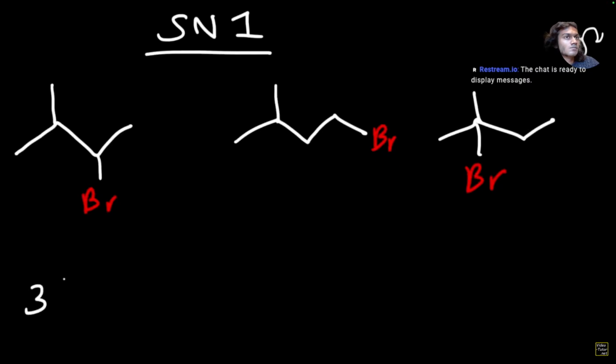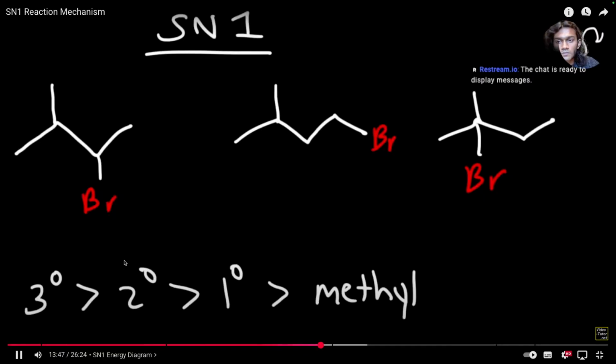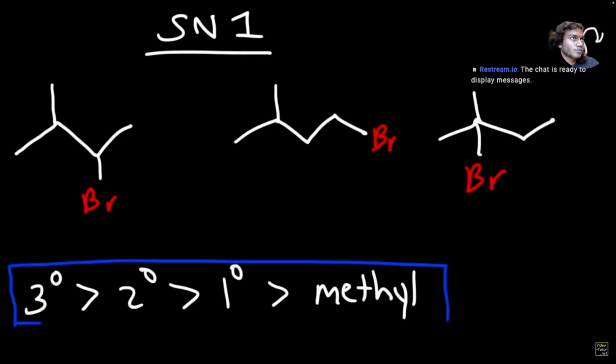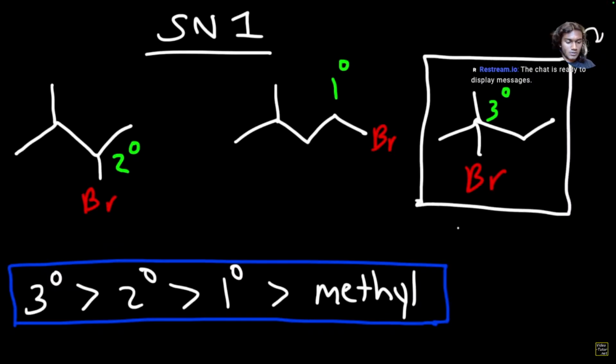You need to know that tertiary alkyl halides are more reactive than secondary alkyl halides, and methyl alkyl halides are the least reactive in an SN1 reaction. In an SN2 reaction, the order is reversed. Here we have a secondary alkyl halide, on this side a primary alkyl halide, and the third one is a tertiary alkyl halide. So tertiary alkyl halides are the most reactive in an SN1 reaction, and that's what you need to keep in mind. This one's going to be the best.